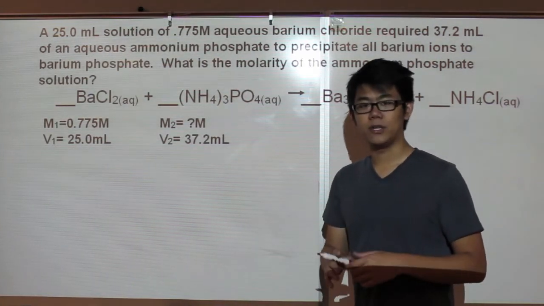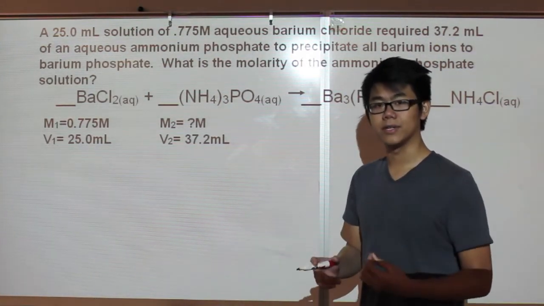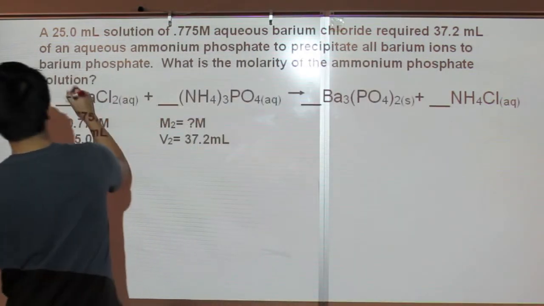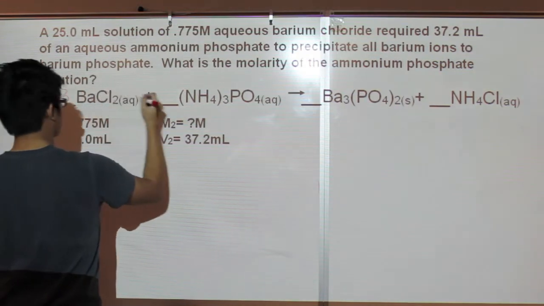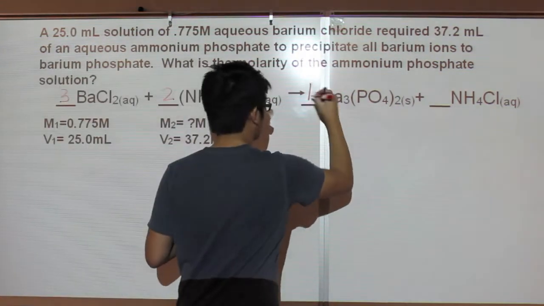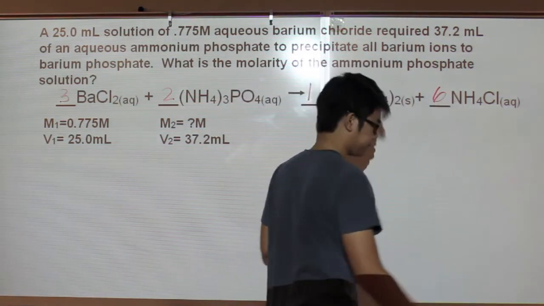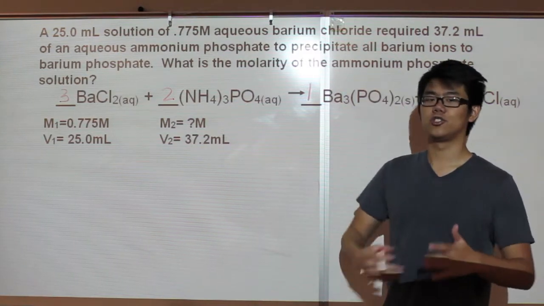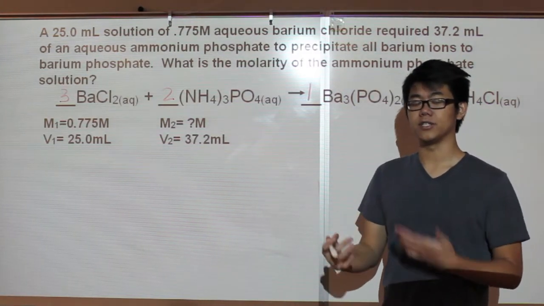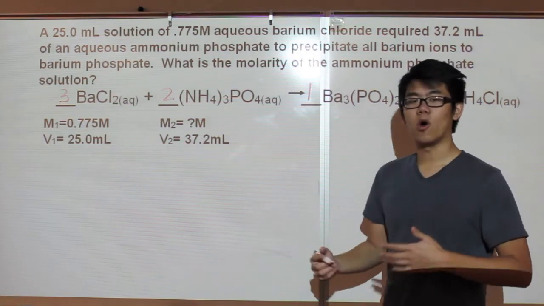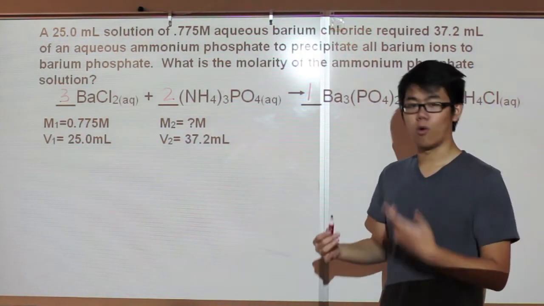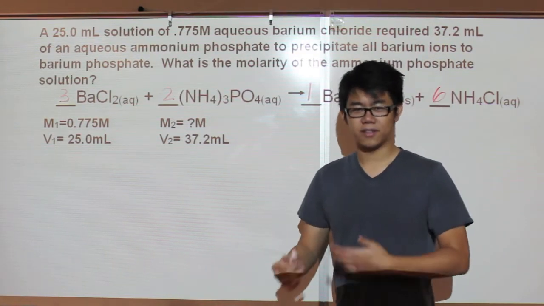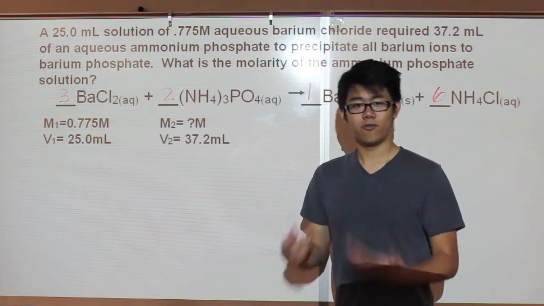If we were using M1V1 equals M2V2, the first thing that we have to do is to find the balanced chemical equation. So let's start that. So as one can see, this is not a 1-to-1 mole ratio. Therefore, we can't just jump straight into M1V1 equals M2V2. What we'd have to do is perform a whole bunch of stoichiometry to find moles, and then convert moles to moles, then divide the new moles by a volume to find the new molarity. That is a lot of work.